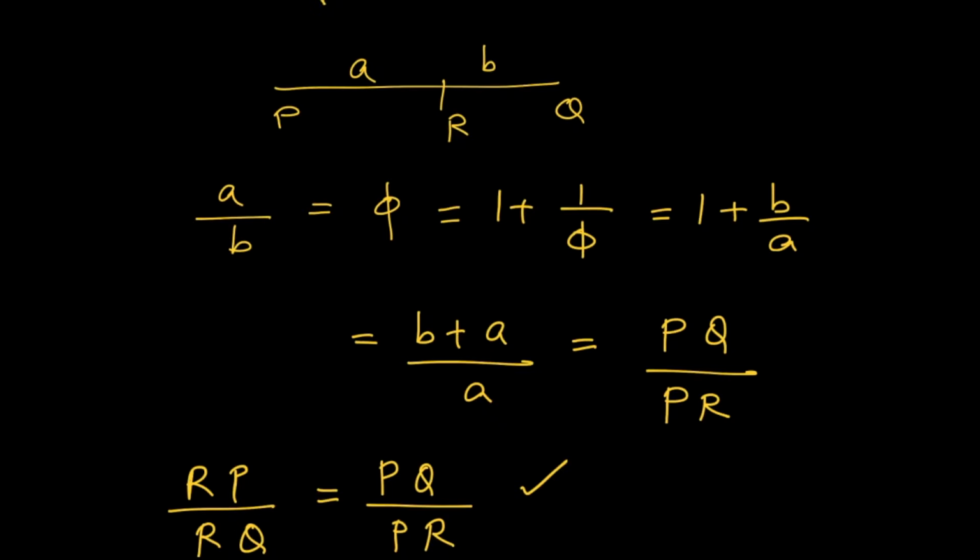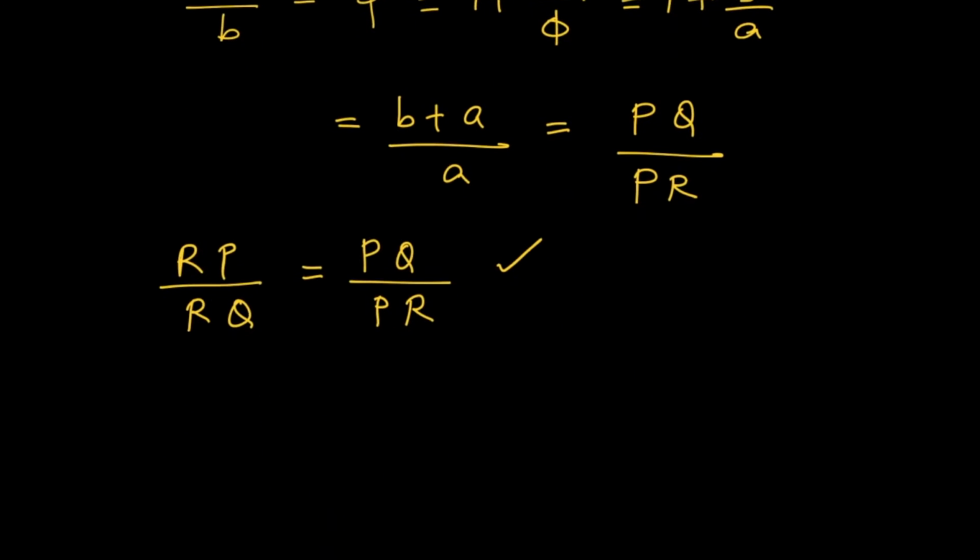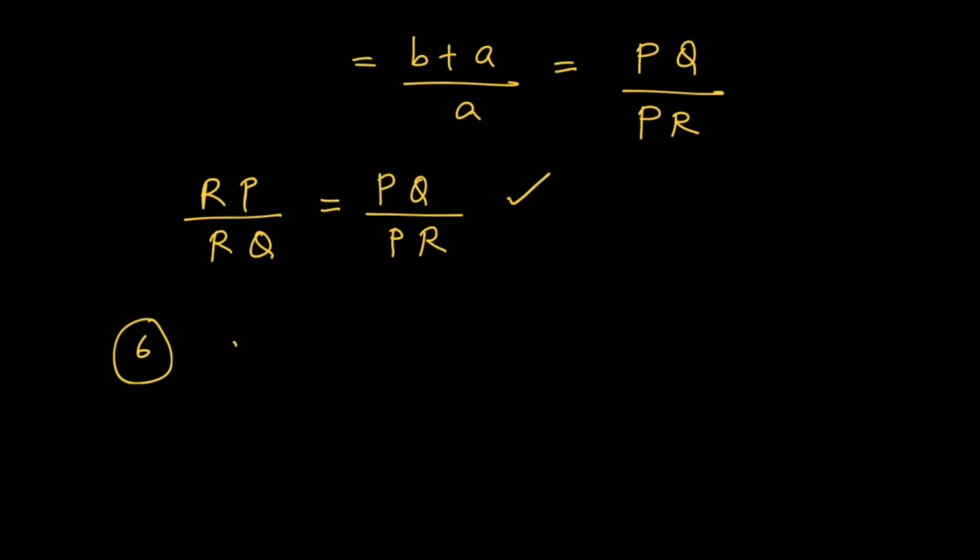So if R divides PQ internally in the ratio of the golden ratio, then P will divide the join of Q and R externally in the ratio of the golden ratio. Another geometrical significance is about the golden rectangle.